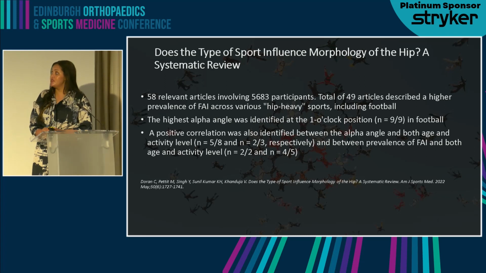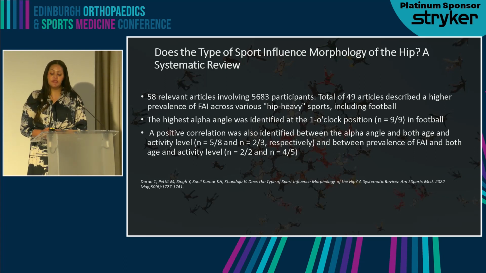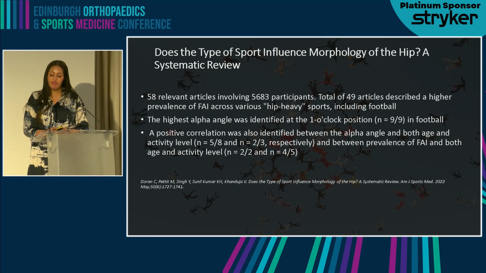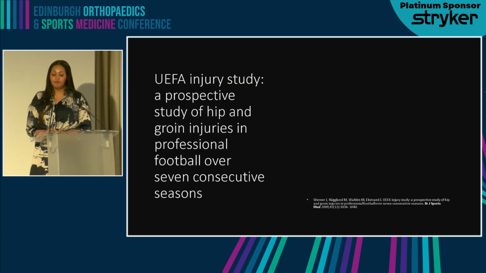This paper was a systematic review looking to see whether or not the type of sport influenced the morphology of the hip. It looked at 58 articles involving just over 5,500 patients, and it showed that you definitely have a prevalence of FAI across your hip-heavy sports, including football. The highest alpha angle is typically in the 1 o'clock position, and there was a positive correlation between the alpha angle and both the age and the activity level, as well as the prevalence of FAI. And even on asymptomatic signing MRIs, it's something that we see very commonly.